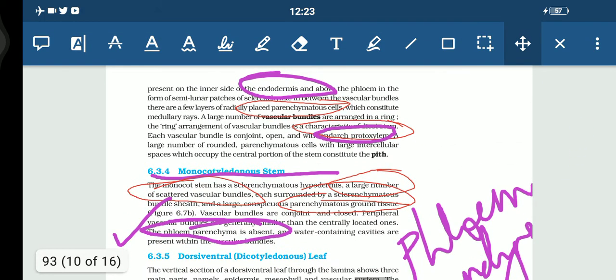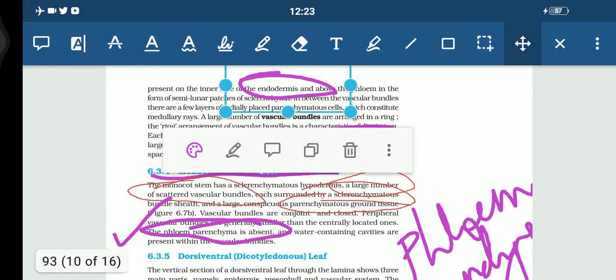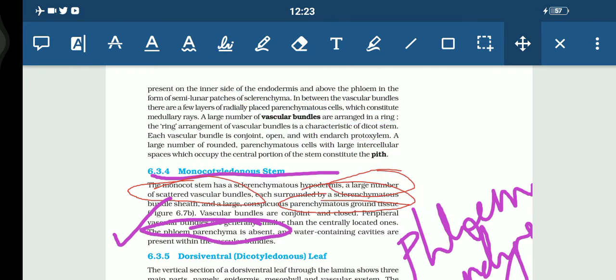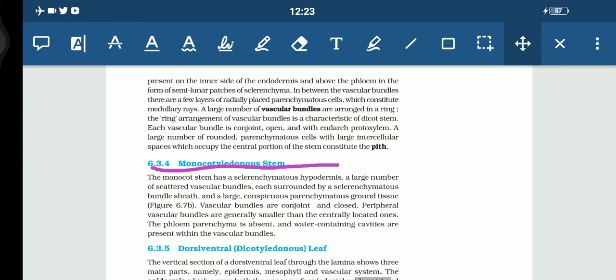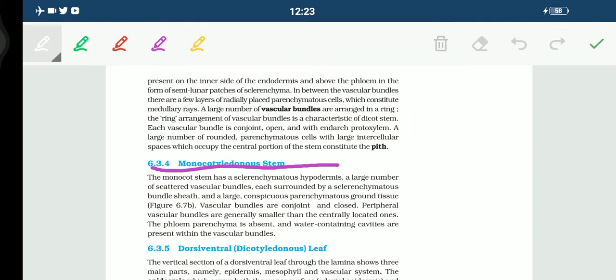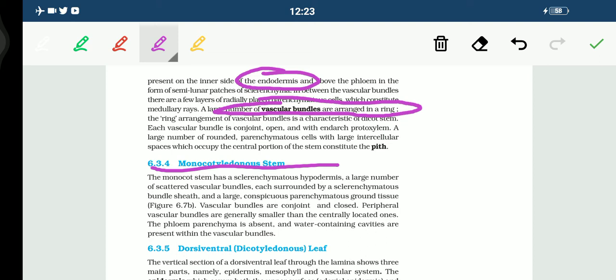Now students, let me just erase it for you so that you can easily understand it. See students, the pericycle that is present on the inner side of the endodermis, that we have already seen, right? It is present on the inner side of the endodermis and above the phloem in the form of patches of sclerenchyma, right? Now students, a large number of vascular bundles are arranged in a ring. So this you can see in the dicot one, in the form of rings.